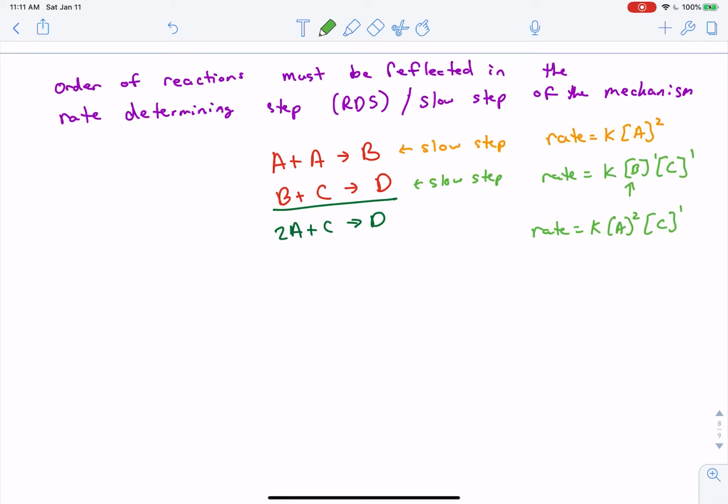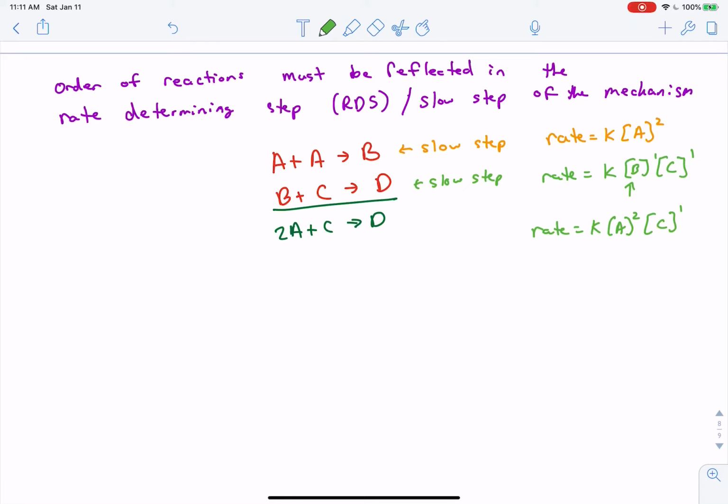Wait, what? How are they both slow? No, Marcus. I'm saying they're 2 separate scenarios. So I'm saying if this were the slow step, Marcus, this would be the rate law. Different scenarios. Oh, okay, gotcha. If this was a slow step, okay.